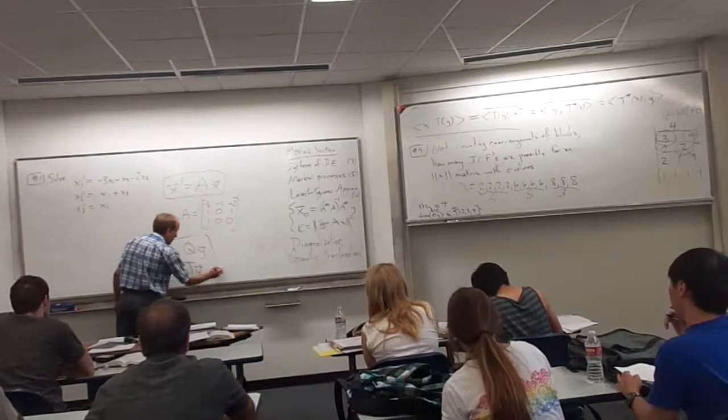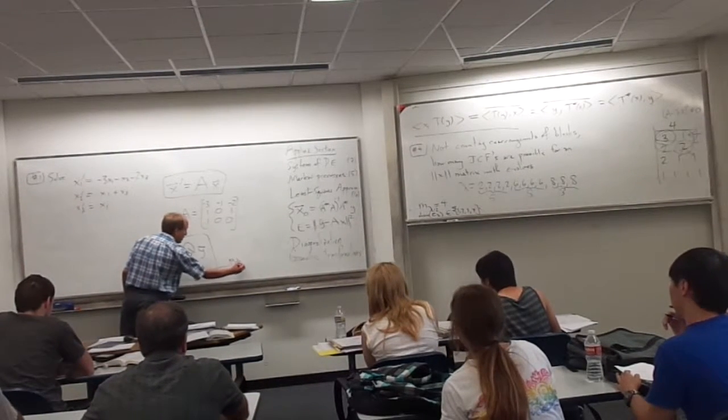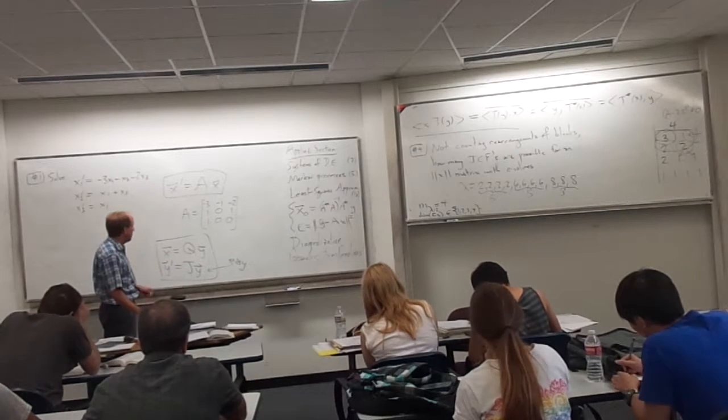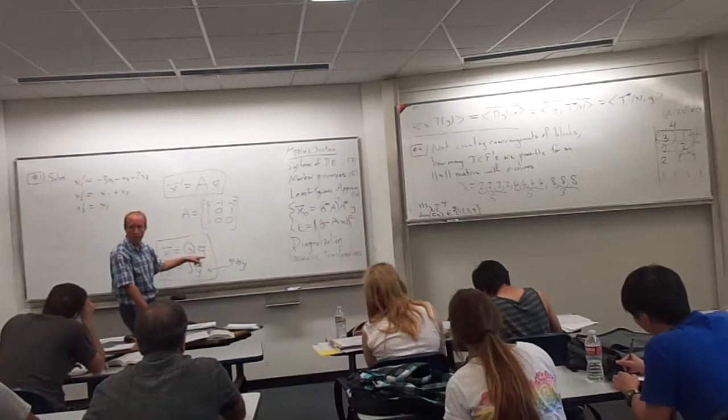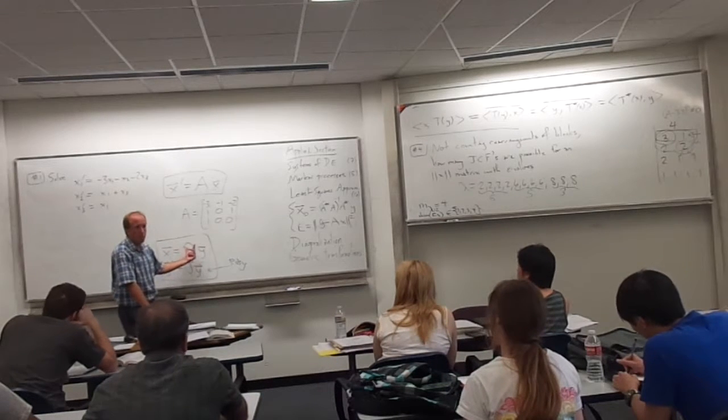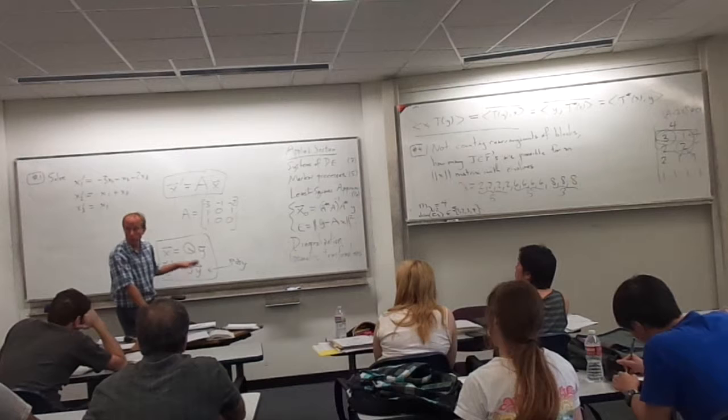Thanks, Davey. So this one is, in theory, easy. Y prime equals Jy is easy, and x equals Qy is then easy to do as well. So the key thing is you have to find the Q and the J.